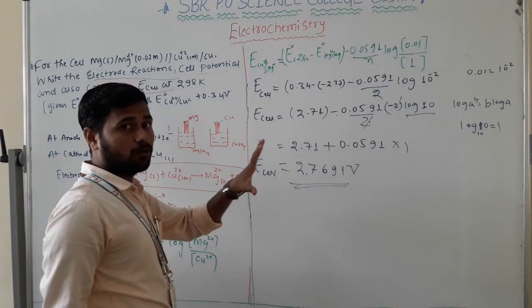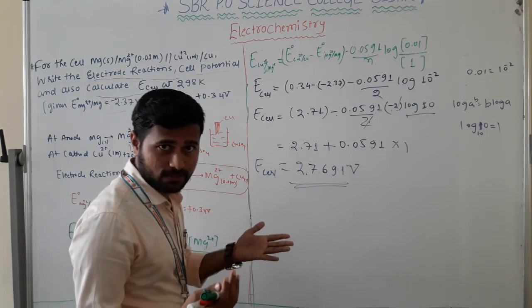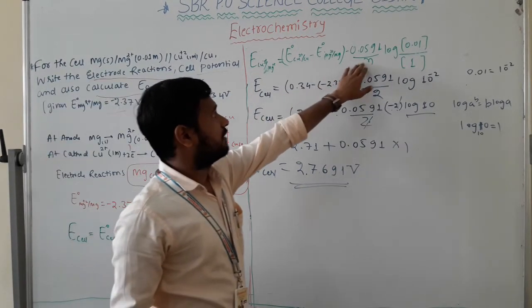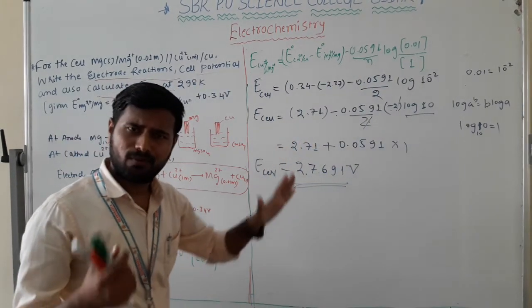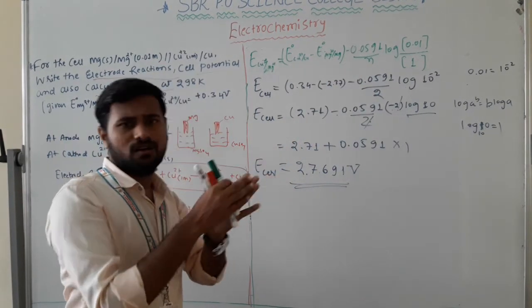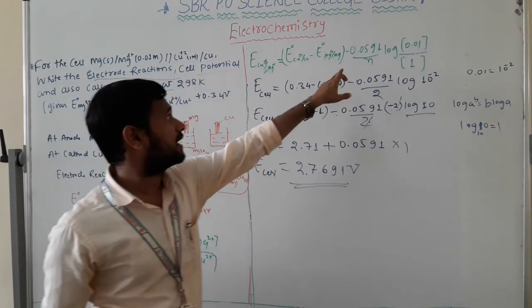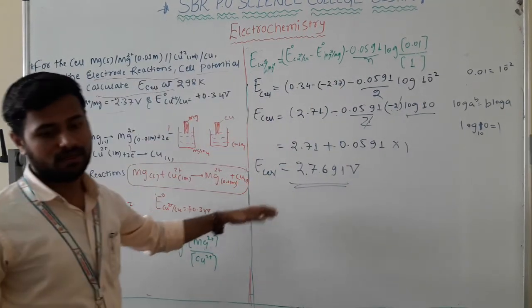This is 2.303 RT divided by nF. F we substituted, 96,500, that is the standard value. And R is the universal gas constant, 8.314. We derived this in the last process, and I am just taking the final expression. After substituting those values, we get this equation.